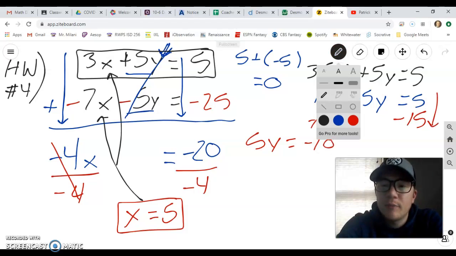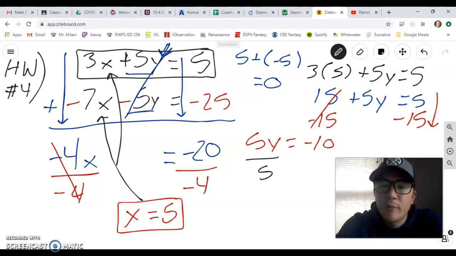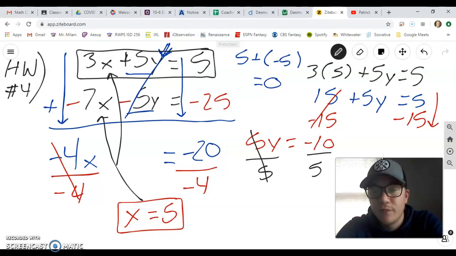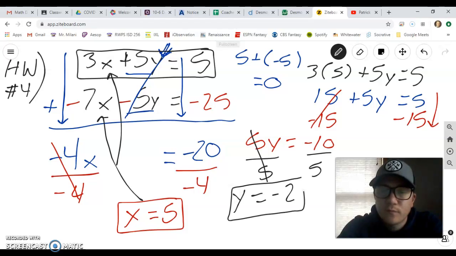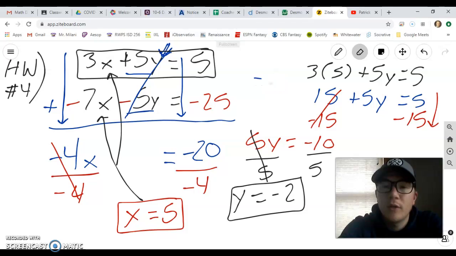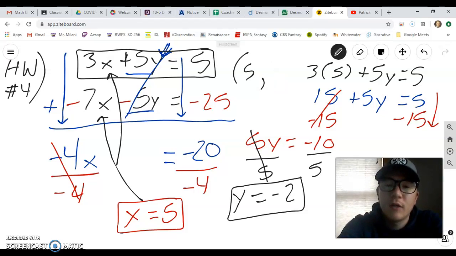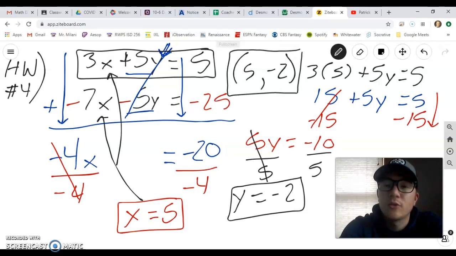And my last step is to divide both sides by that +5. -10 divided by +5. Negative divided by positive is going to give me a negative. Y will equal -2. So your final answer, let's put it up here. I'm going to have x coming first. 5, -2. The ordered pair is your solution.